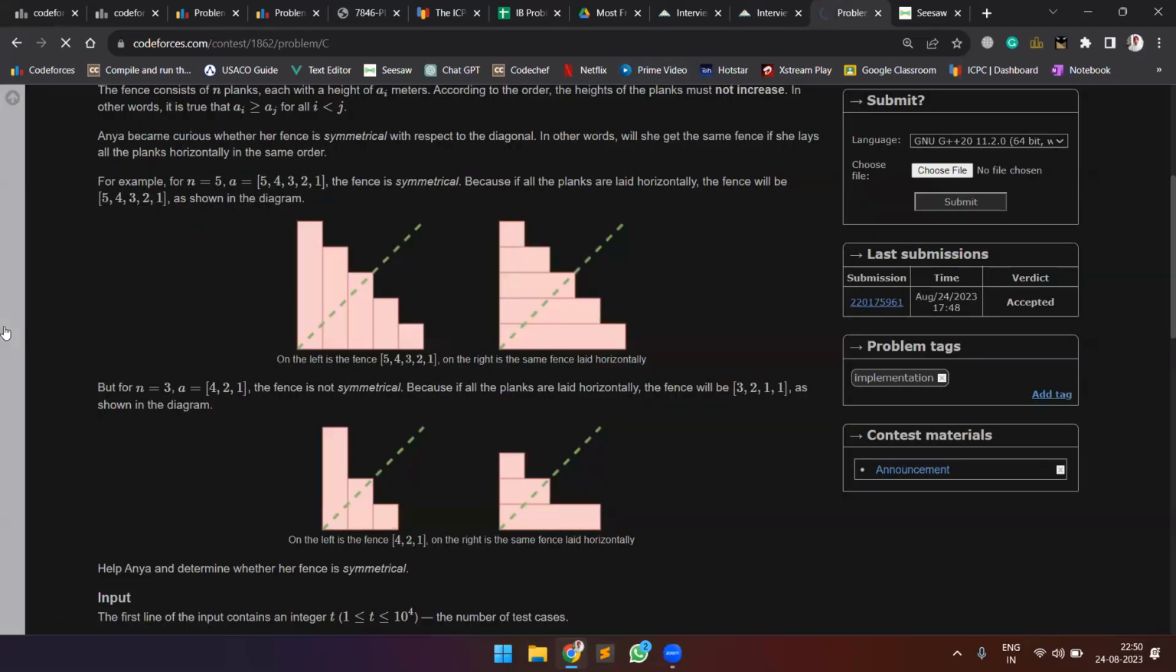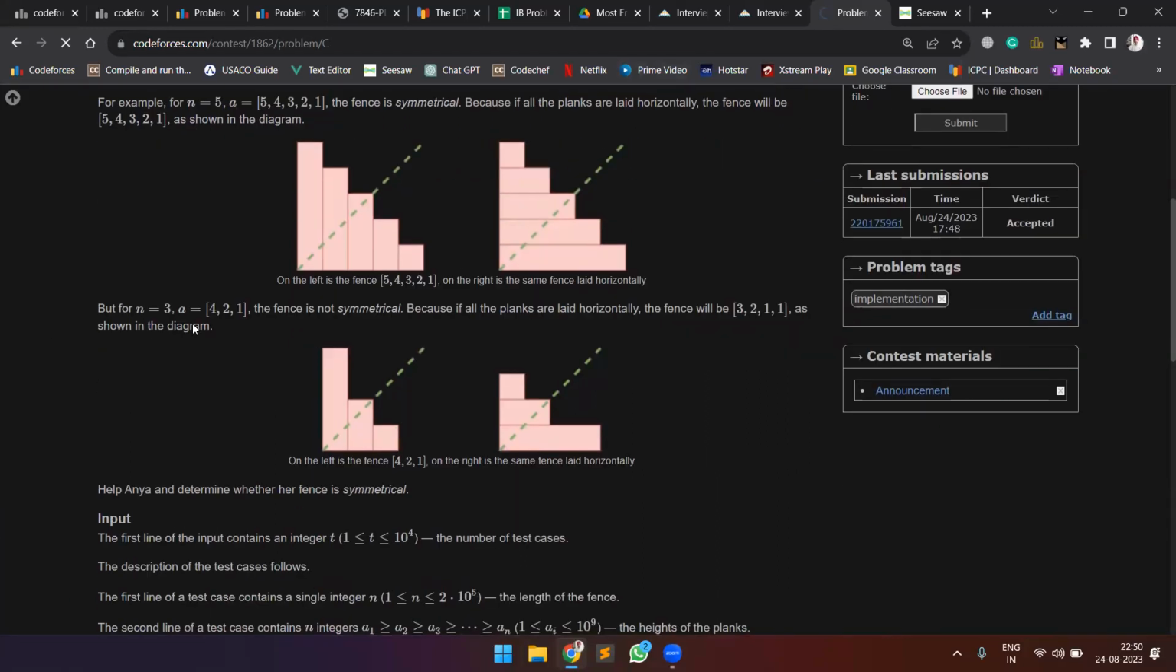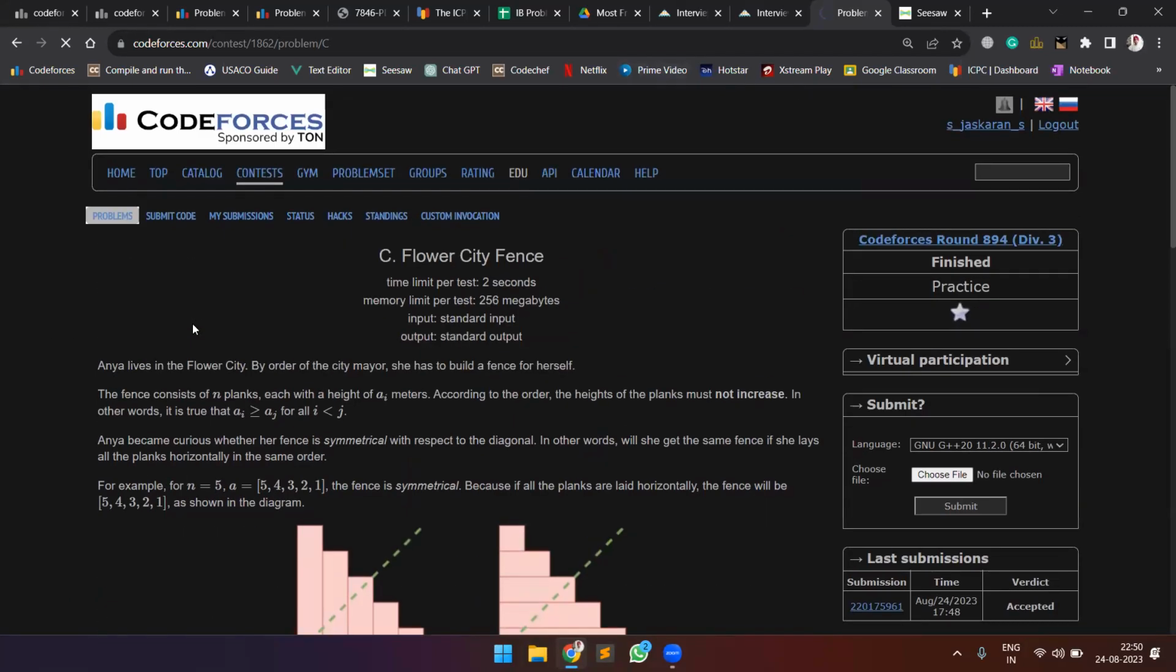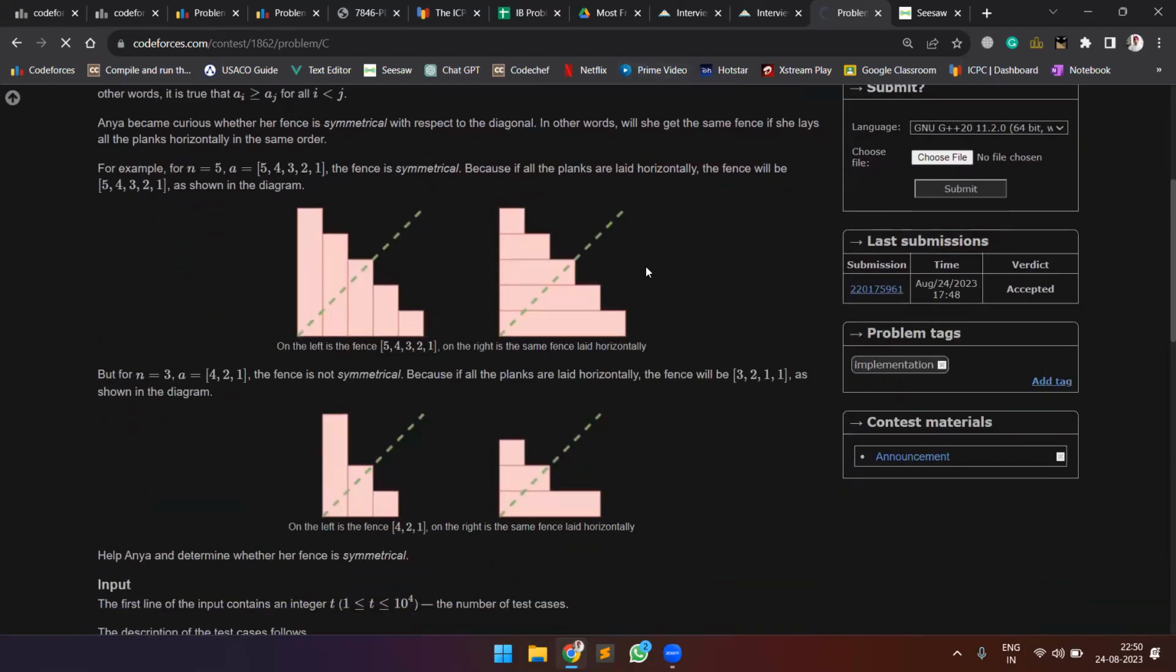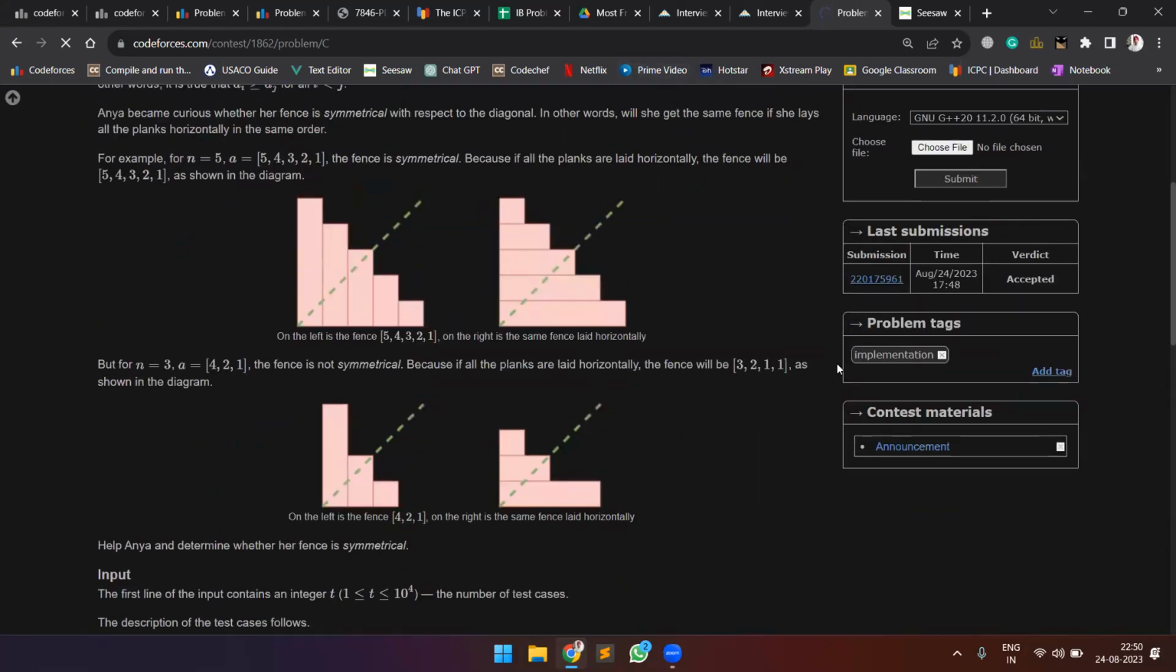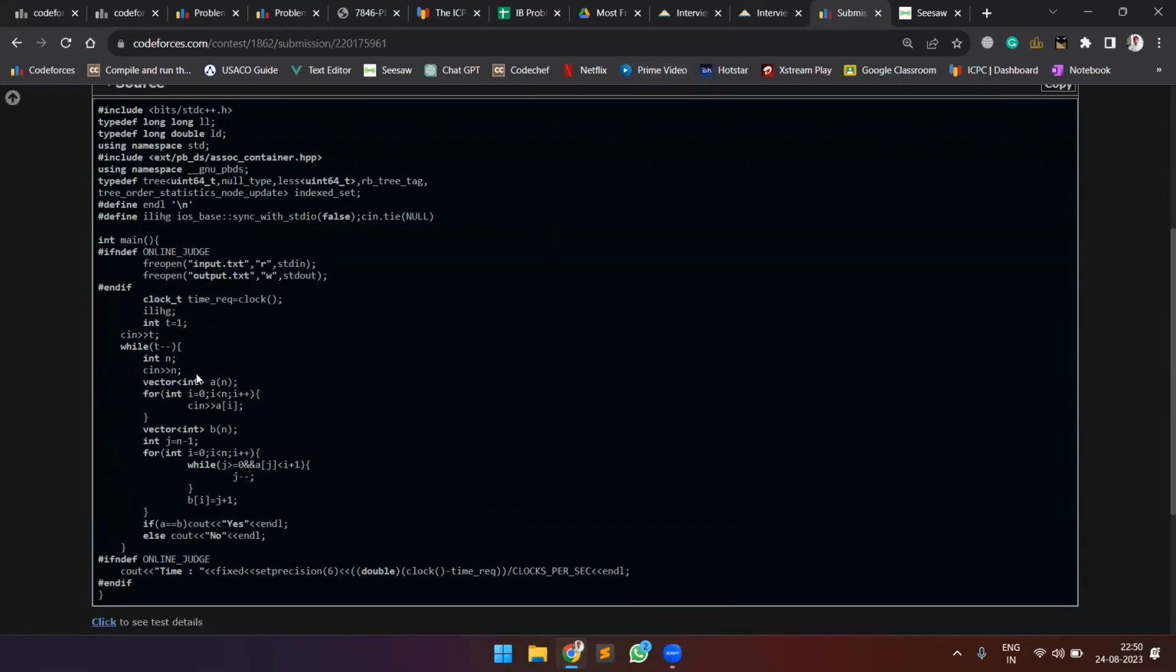I can show you my code also. Yeah, so this is the same approach I was following. So I take another array b. Basically I have taken zero based indexing. So j is equal to n minus 1, while j is greater than equal to 0 and a of j is less than i plus 1, j minus minus, and b of i equal to j plus 1. If a is equal to b, yes, else it is no. Simple.